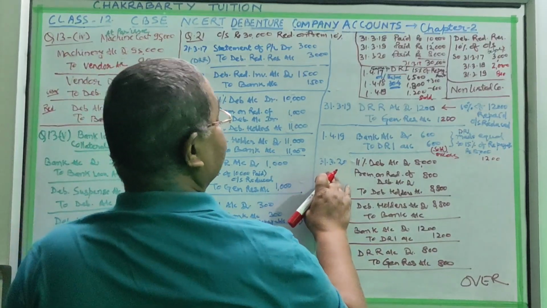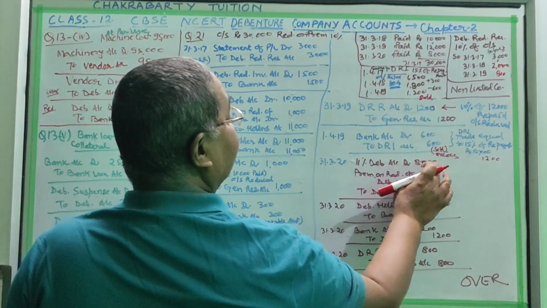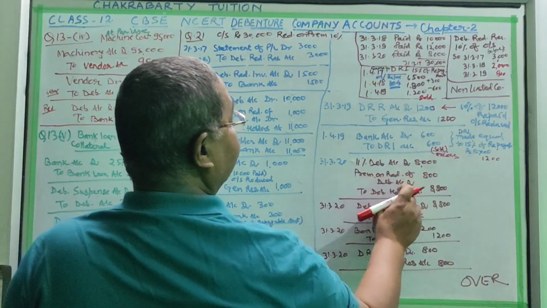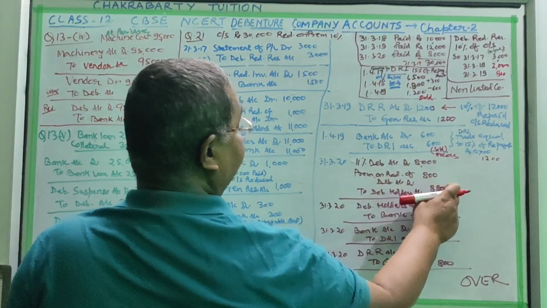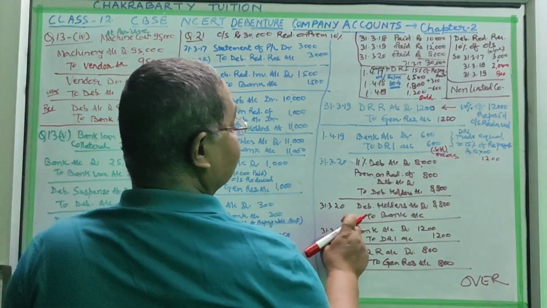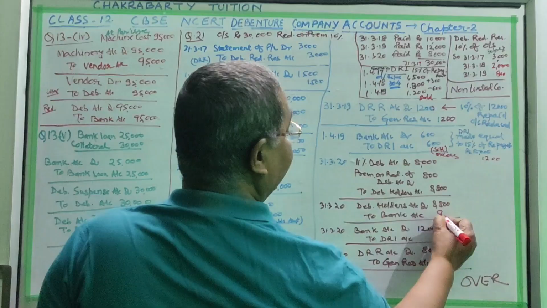Now on 31/3/20 you will pay. Debenture account debit, premium on redemption of debenture debit 800, to debenture holders 8,800. Now debenture holders will be debited to bank account. This is your payment entry.